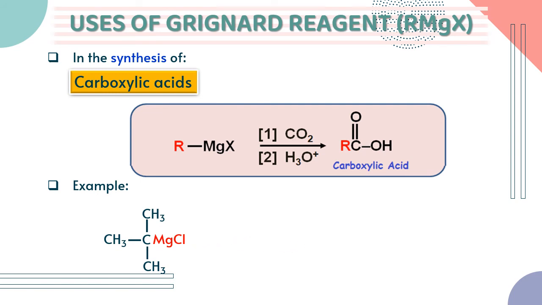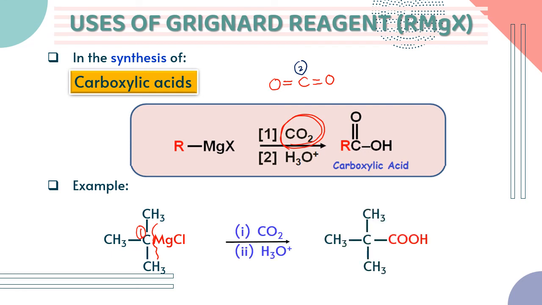So let me label this carbon. This will be carbon number 1. Carbon number 1, so the bond will break here. That particular bond will be bonded to the carbon dioxide. So your carbon dioxide, as you know, is this structure, C double bond O like this. So this will be carbon number 2. So to draw your product, CO2, H3O+.